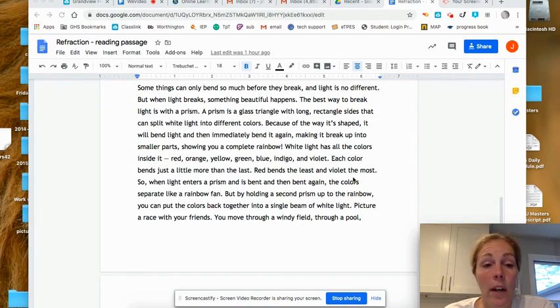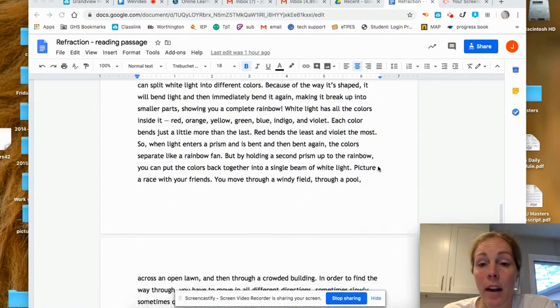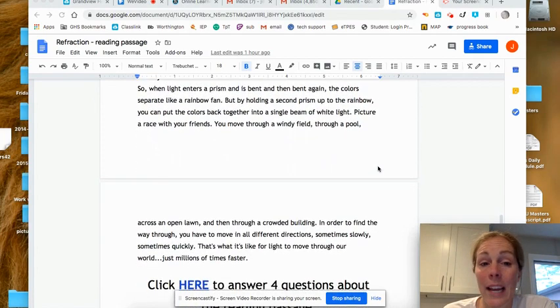White light has all the colors inside it: red, orange, yellow, green, blue, indigo, and violet. Each color bends just a little more than the last. Red bends the least and violet the most. So when light enters a prism and is bent and then bent again, the colors separate like a rainbow fan. But by holding a second prism up to the rainbow, you can put the colors back together into a single beam of white light.